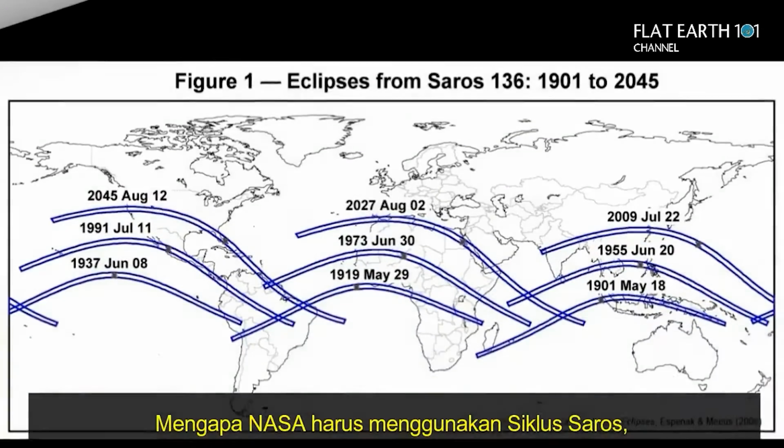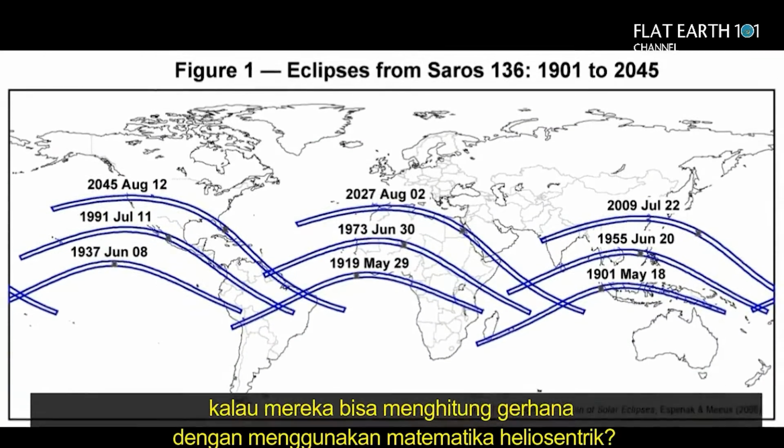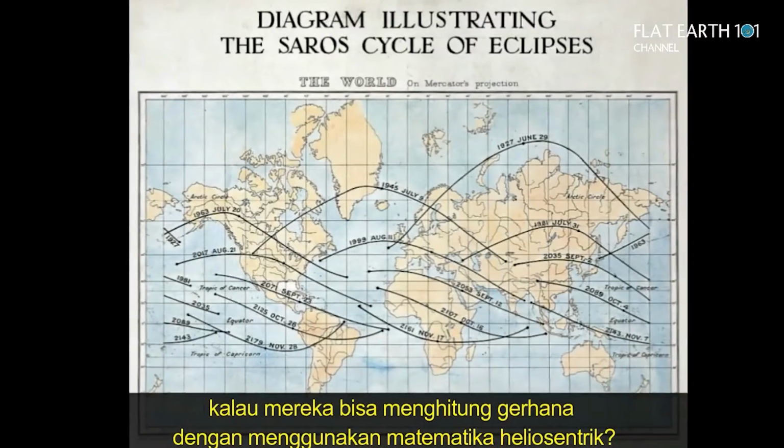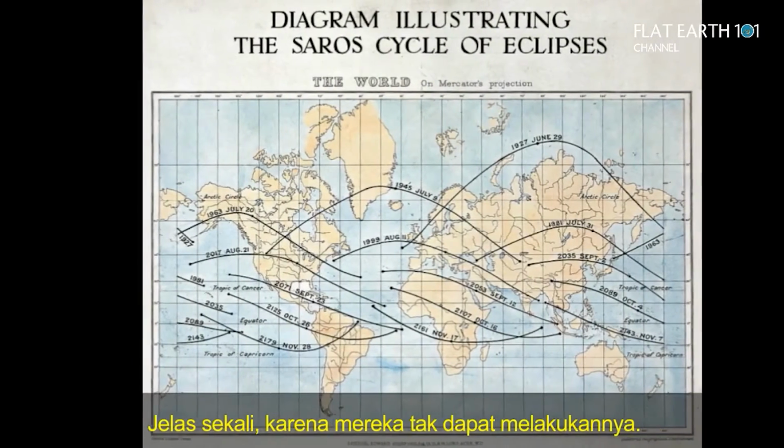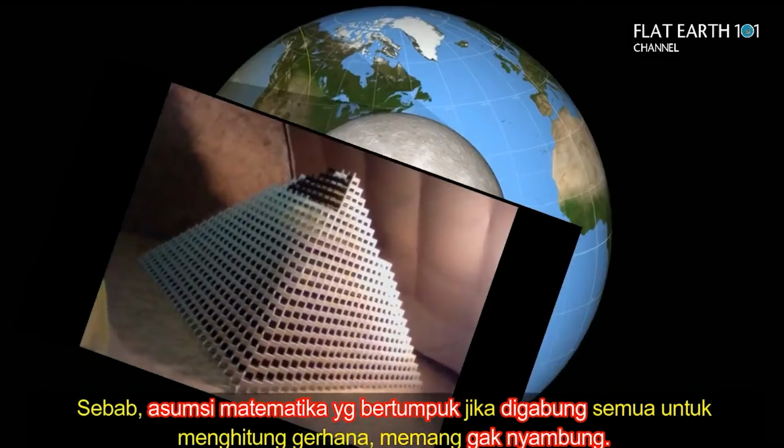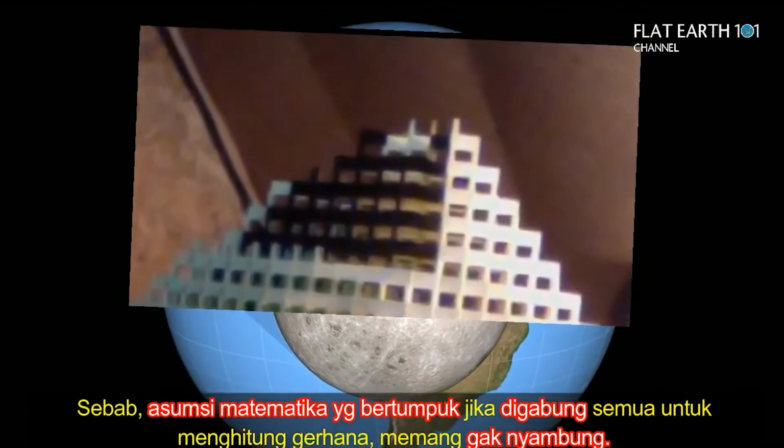Why would NASA need the Saros cycle if they can calculate eclipses using heliocentric math? Obviously, because they can't. A bunch of mathematical assumptions when combined together to calculate eclipses, they just don't add up.